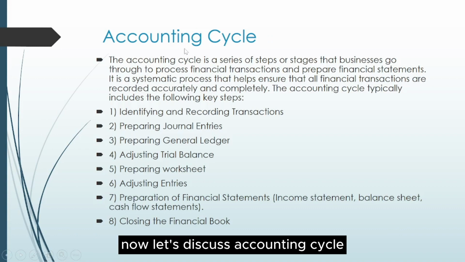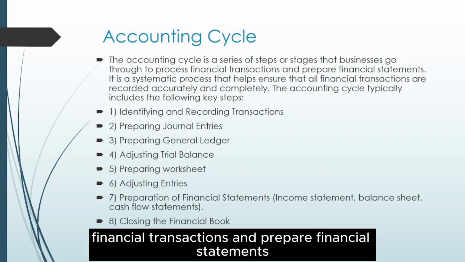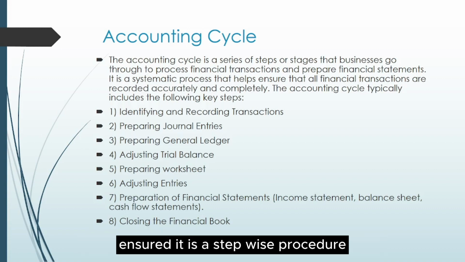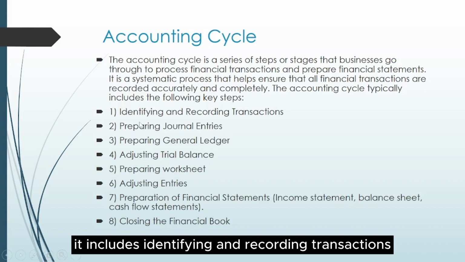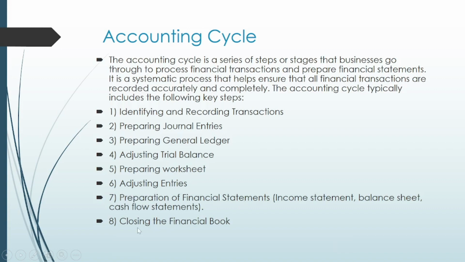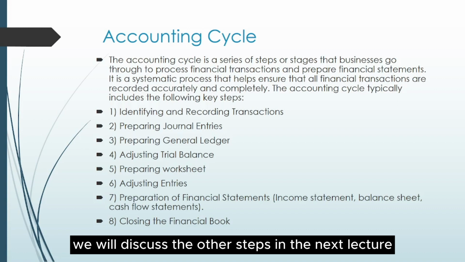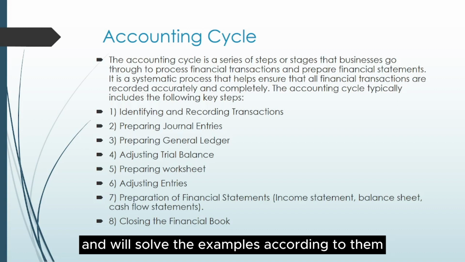Now let's discuss accounting cycle. What is accounting cycle? It is a series of steps or stages that business go through to process financial transactions and prepare financial statements. In short, it is a stepwise procedure to prepare financial statements. Now let's see what key steps it includes. It includes identifying and recording transactions, preparing journal entries, preparing general ledger, adjusting trial balance, preparing worksheet, adjusting entries, preparation of financial statements, and closing the financial book. In this lecture, we will discuss the first two steps. We will discuss the other steps in the next lecture and we'll solve the examples according to them.